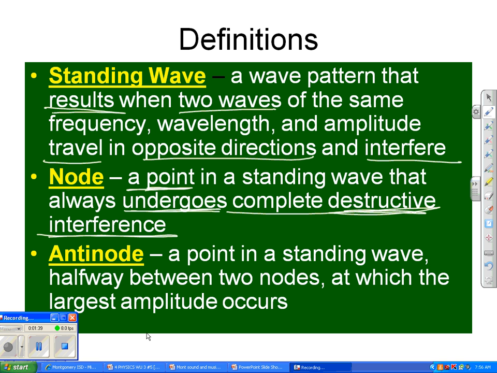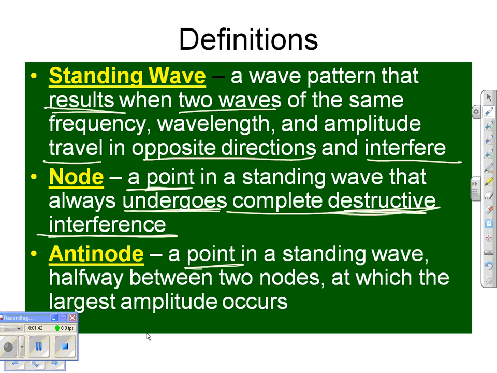Now, an antinode is a point halfway between two nodes, and the thing you need to realize is it has the largest amplitude. It's the point on a standing wave with the largest amplitude. If and when we get to do the Wiggler lab, you guys will see this really clearly, as nodes and antinodes, and you'll be able to pinpoint it. I'll also do a demonstration with a mini Wiggler machine, and I'll show you them in just a minute.